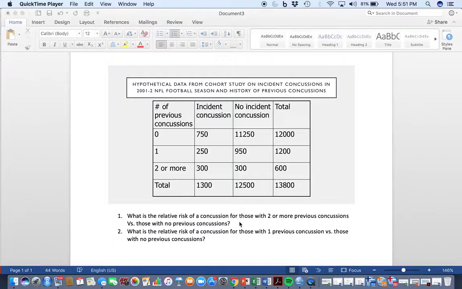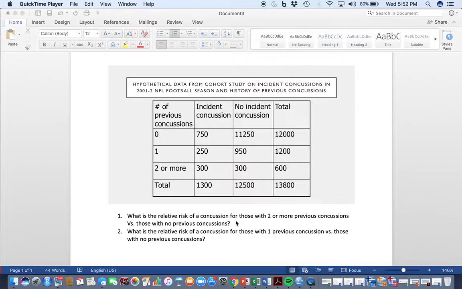So I put the table up from our problem today about concussions, and I think there might have been some confusion with the wording on this. What we're really interested in is the risk for sustaining a concussion, and your exposure would be whether you've had a previous concussion. So those that have had zero concussions, those that have had one concussion, and those that have had two or more concussions, those would be their exposures. And then we're looking to see if they sustain another concussion through the season, or a concussion for the first time for the group that has had zero previous concussions.